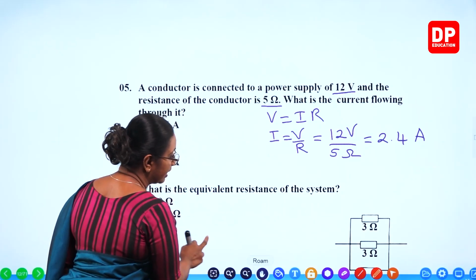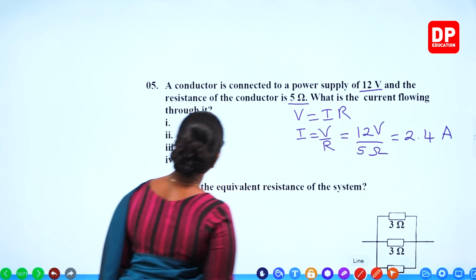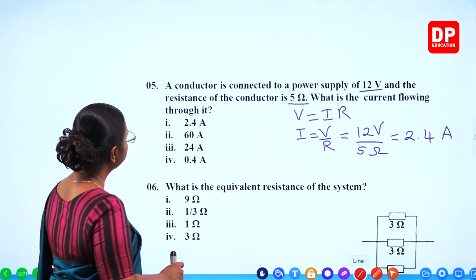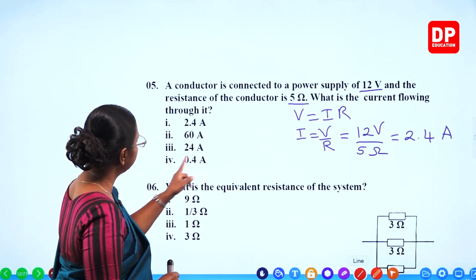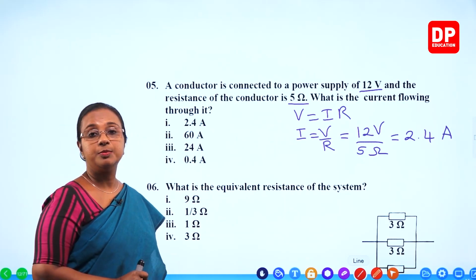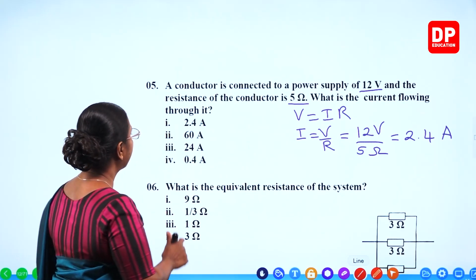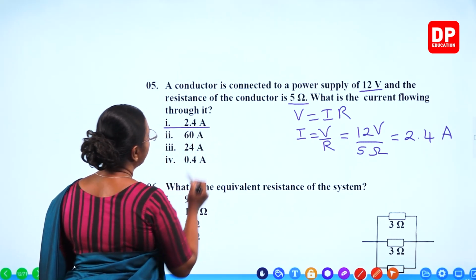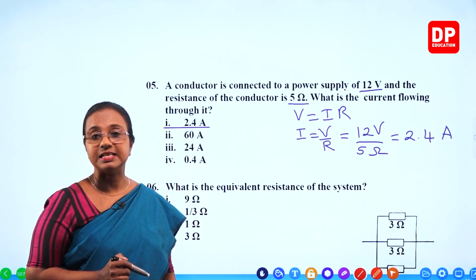So if we look at the answers, 2.4 amperes, 60 amperes, 24 amperes, 0.4 amperes. We have calculated it as 2.4 amperes. That's the answer.